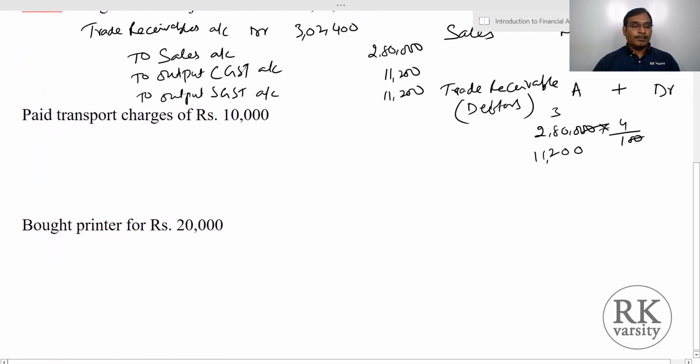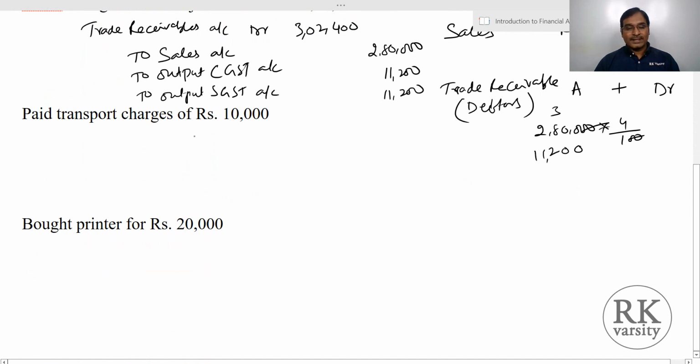Next, paid transport charges of rupees 10,000. Here two things: one is your transport charges and the second one is your cash. Transport charges is an expenditure, cash is an asset. So what is happening with your expenses? There is an increase in expenditure and there is a decrease in your asset. When asset decreases, we credit it. When expenditure increases, we debit, and we also add the input CGST.